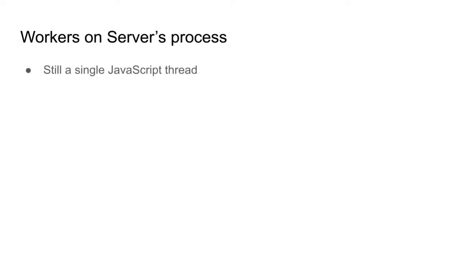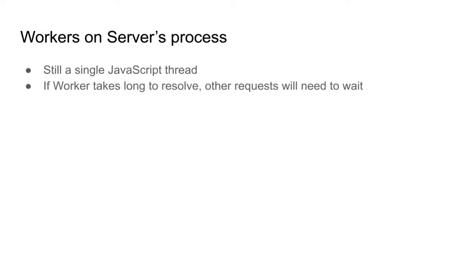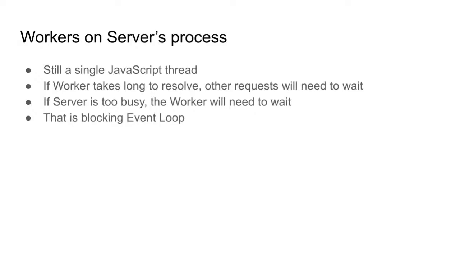Cool. That is because JavaScript is single threaded. And if the worker takes long to resolve, other requests will need to wait, or the other way around. If the server is too busy, the worker will need to wait. It can only process one thing at a time. That is what we call blocking the event loop. So let's leverage parallelism.